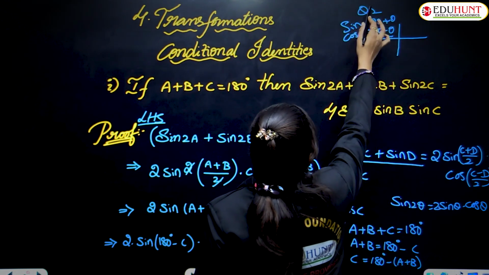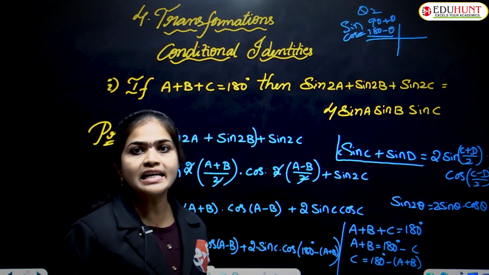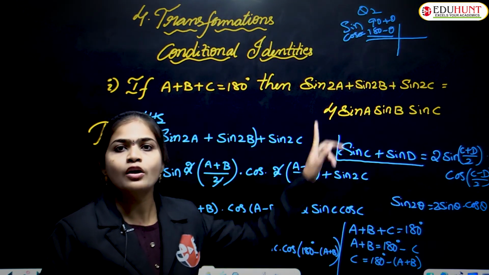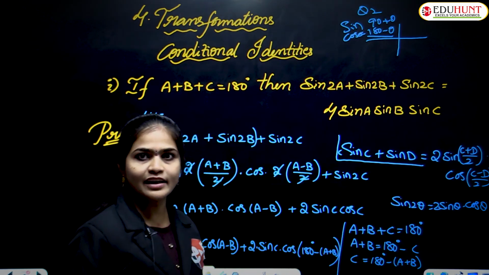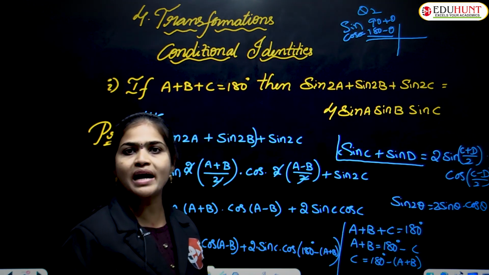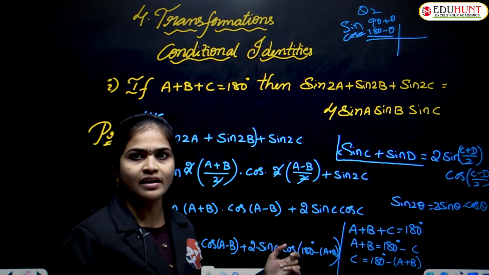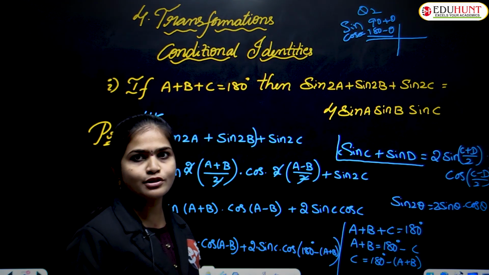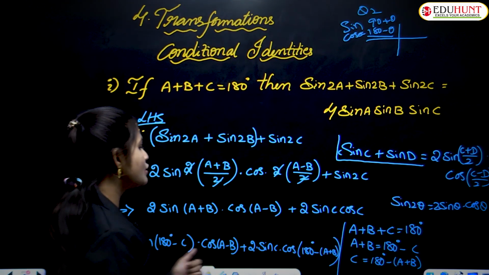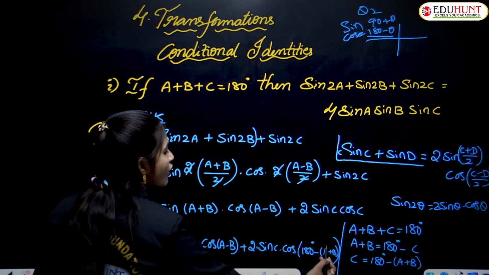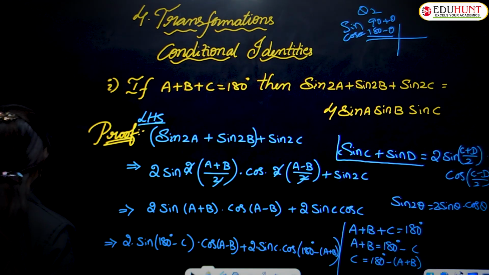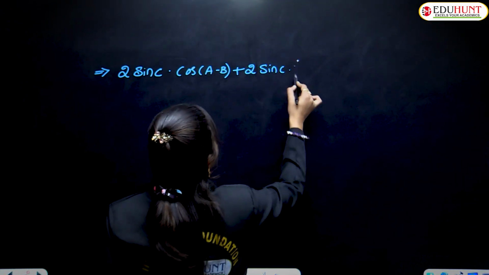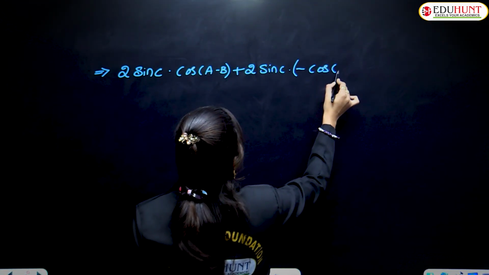So 180 minus theta is in quadrant 2, so that's why cos is positive or negative? Cos is negative. And here is there any change in the trigonometric ratio? There is no change. Why? Because 180 minus theta is there. Okay, 180 is there, so that's why there is no change in the trigonometric ratio. So this is cos of a plus b. So here minus cos of a plus b.